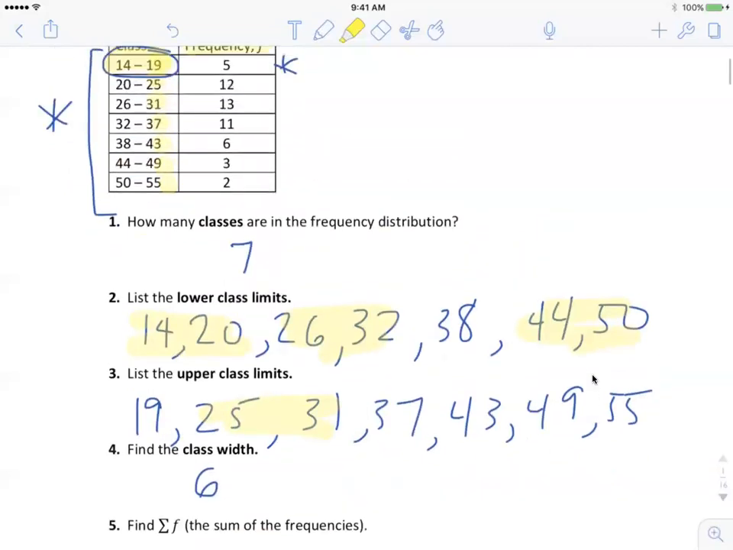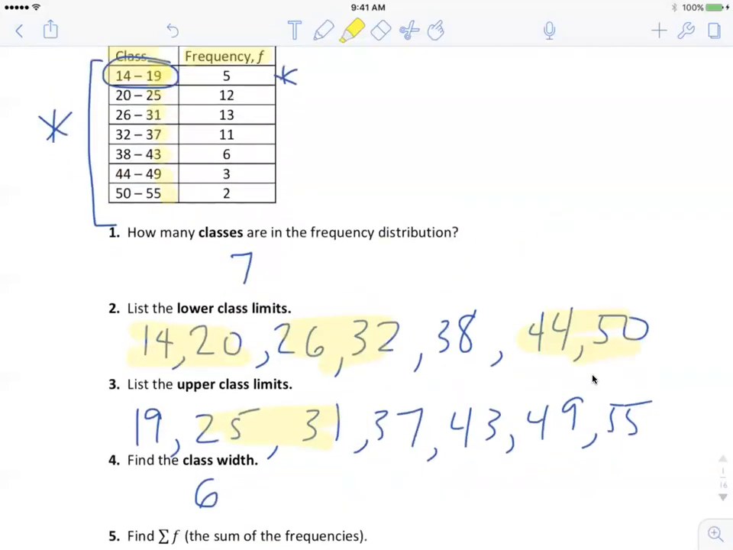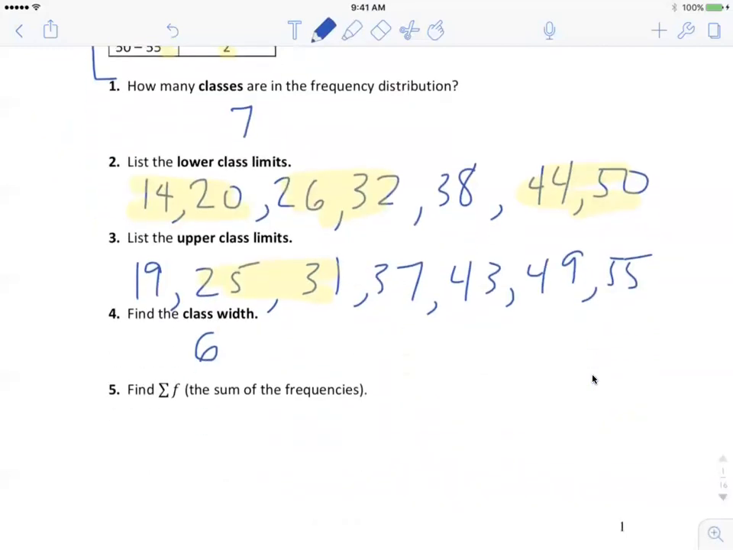And then the sum of the frequencies, I'm just going to add up all of those values with my calculator. Good to have a calculator out at this point, right? Chapter 1, you didn't really need a calculator. Now you'll definitely want one going forward. Okay, so that will be 52. And we've got the sum of the frequencies.